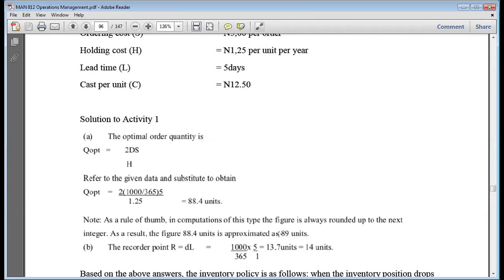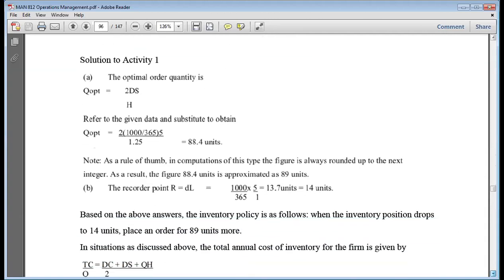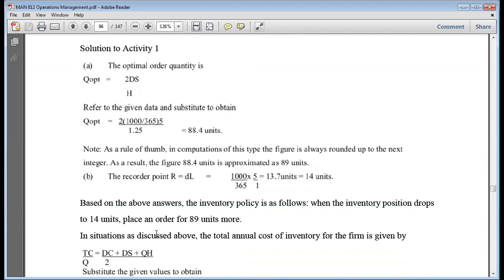Then, when you want to know the reorder level, the level it will reach before you buy this quantity, the formula is D times L, where D is the average daily demand. That is when you will use this 1,000 over 365, times the lead time, the days. When you solve it, you will arrive at 13 point something, which rounds to 14 units. So when the level reaches 14 units, you place an order for 89 units more.